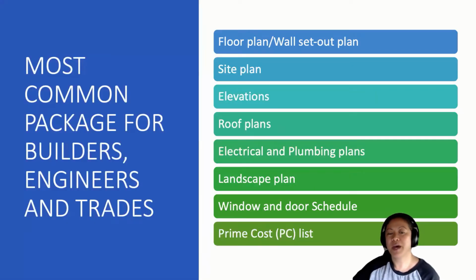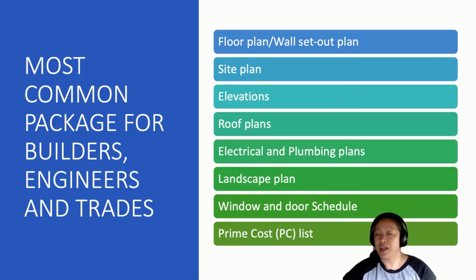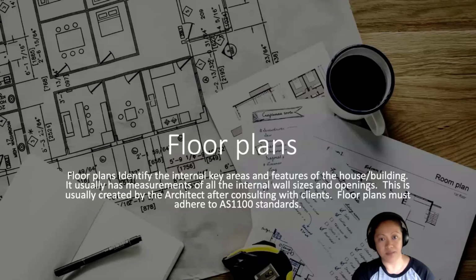So the most common package for builders, and these are really important because they provide them with a lot of information that's necessary to create or build the building, and engineers and trades will need to use them in order to set out certain plumbing or electrical requirements, are essentially floor plans, site plans, elevations, roof plans, electrical and plumbing plans, landscape plans, window and door schedules, and of course the prime cost list, which is classified as a PC list. Now we'll go into detail on what these are shortly.